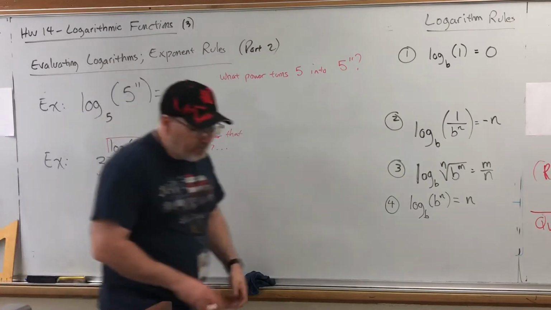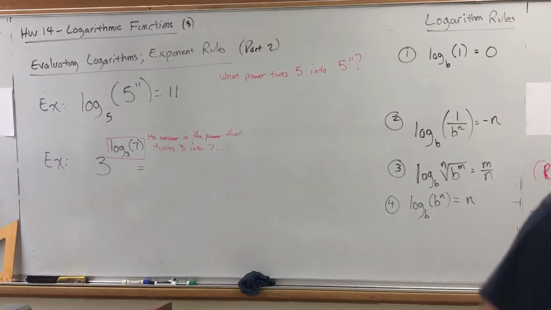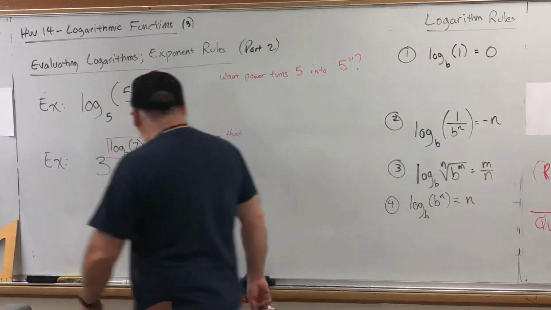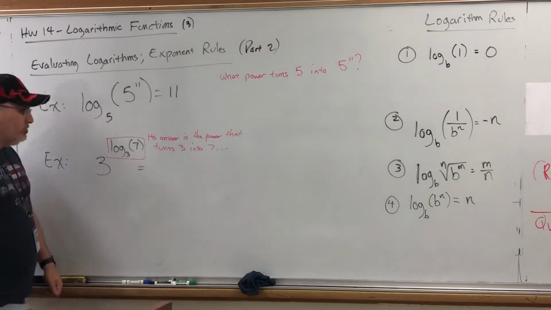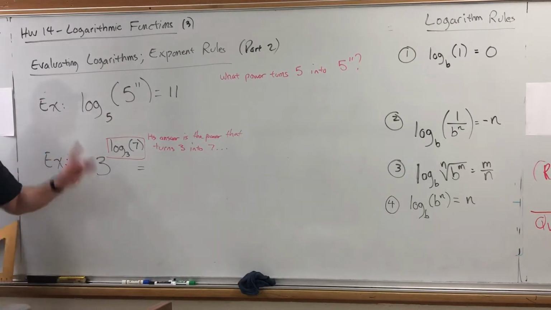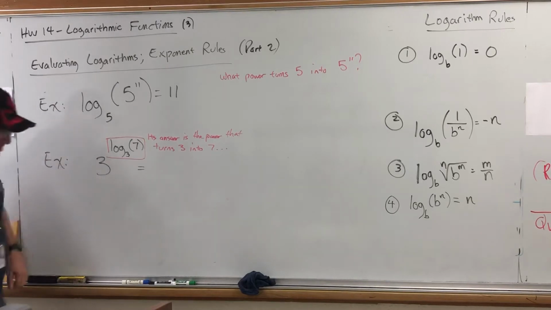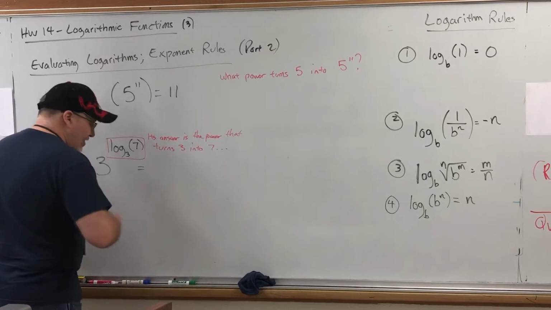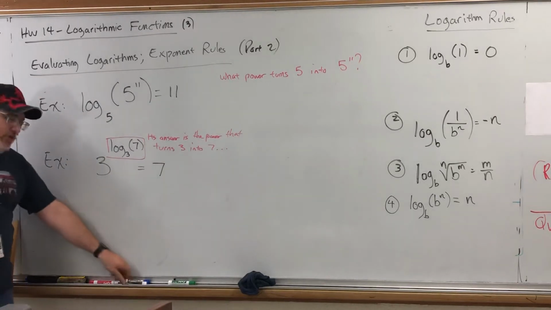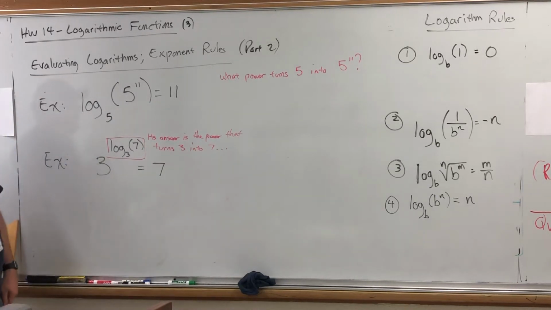Wait a second. Where is that logarithm living? In a power on a 3. So whatever this answer does, as a power, it turns 3 into 7. It's a power on the 3, so by its own definition, it turns the 3 into a 7. Never had to know what the log equaled, but because of the way it was structured and where it was located, I know what it does.